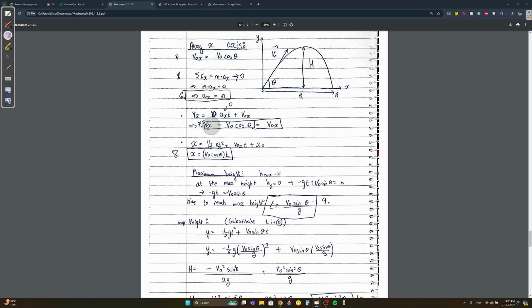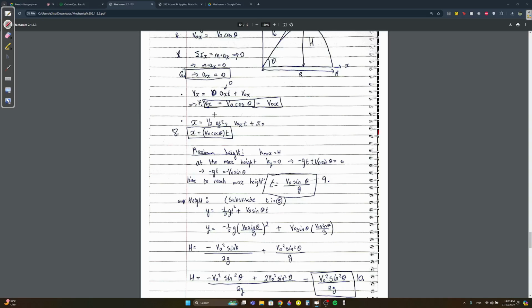So this is the seventh formula. Beside each formula, I'm writing its number. Then we know x is equal to half a t squared plus ut plus x naught. We can cancel this because on the x-axis we don't have acceleration. We know x naught is always 0. So you can just say x is equal to vt. What is the v on the x-axis? It's v naught x t. And what's v naught x? We said the x component of the initial velocity is v naught cosine theta, times t.